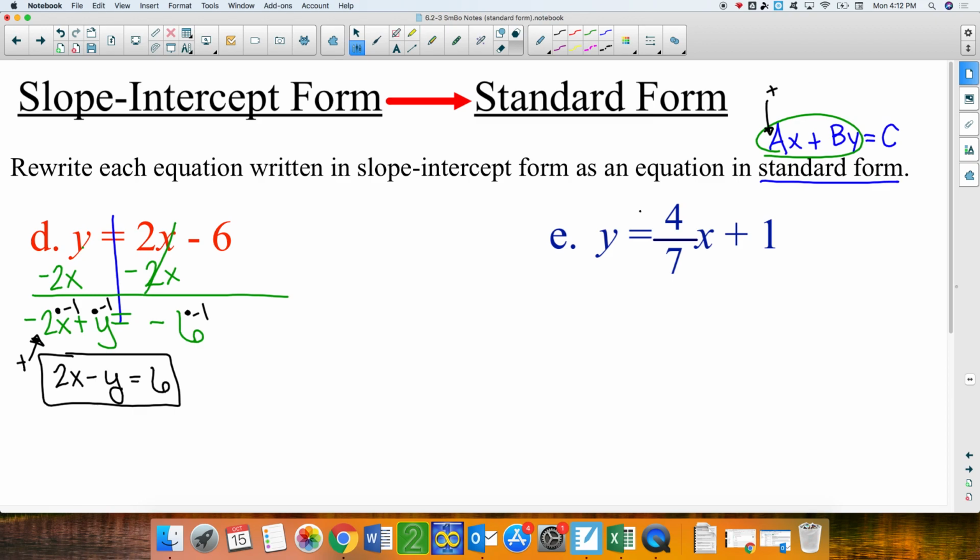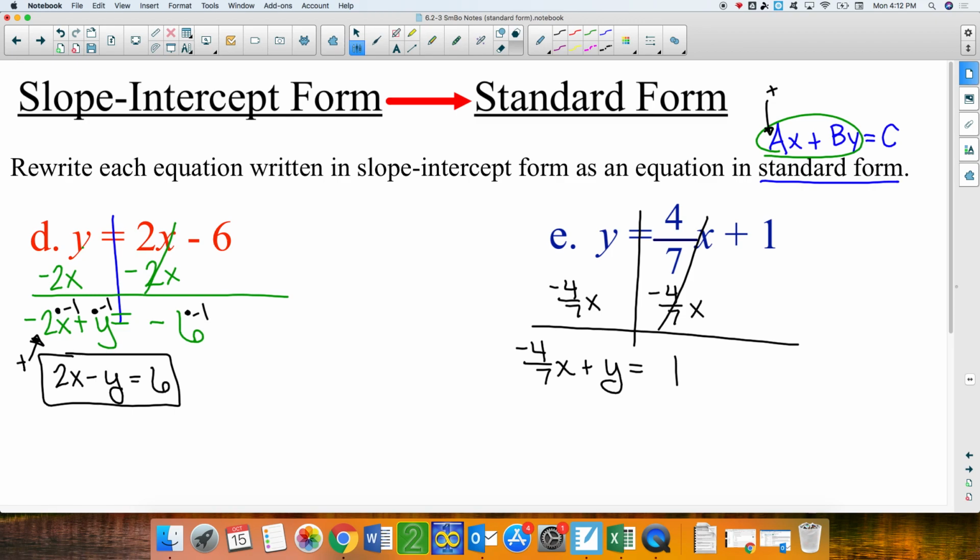Okay, so the second one, once again, I need to take my x over to my y. Don't freak out about the fraction. Do the same thing you've done. So if that's positive, I'm going to move it by subtracting it from both sides. Then I'm going to just draw my wall. Those are not like terms, so I'm going to bring them down. Negative 4 over 7x plus y equals, and then I have a 1.